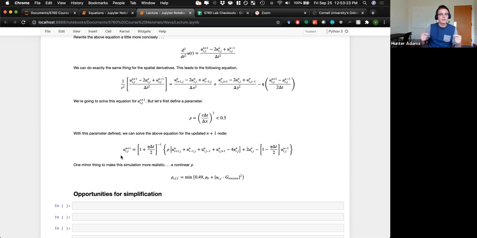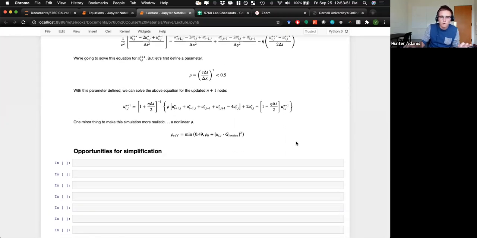So this is a systematic way to update each node of the drum. If you know the state of each adjacent node at time step n, and if you know the state of the node that you're updating at time step n, and if you know these constants, then you can solve for the next state of that node. And you'll do that for every node on the drum in order to update it between samples.